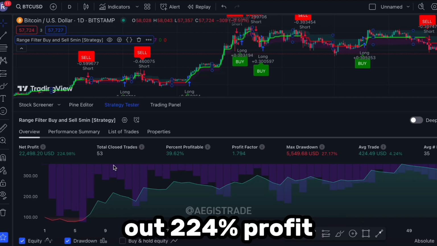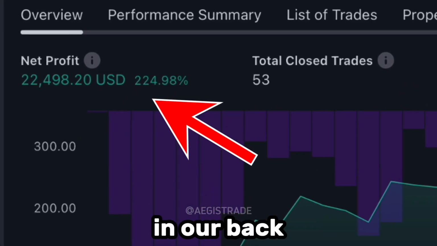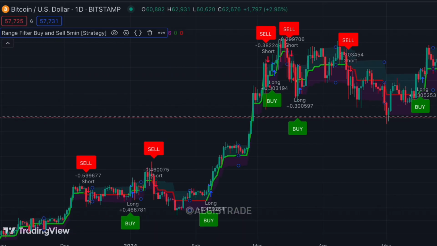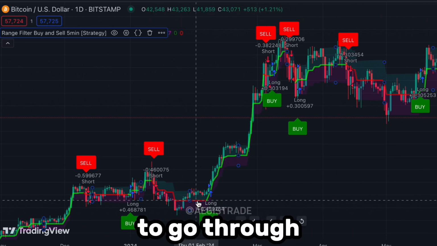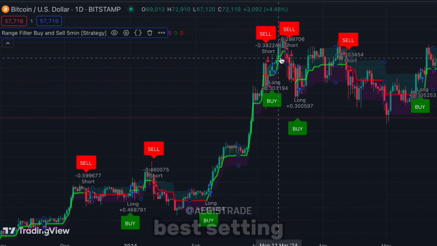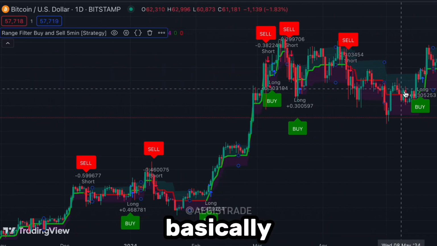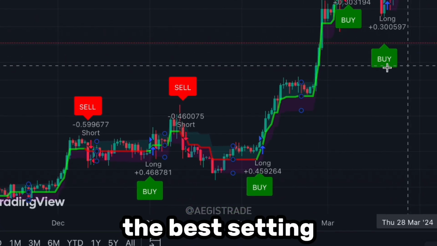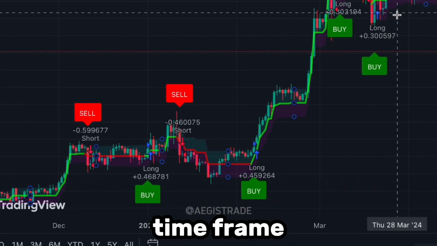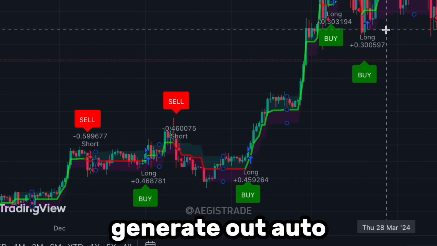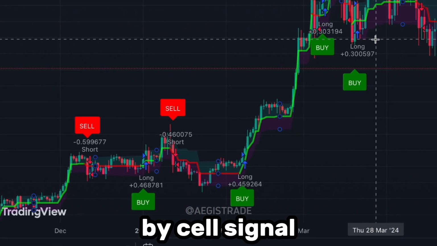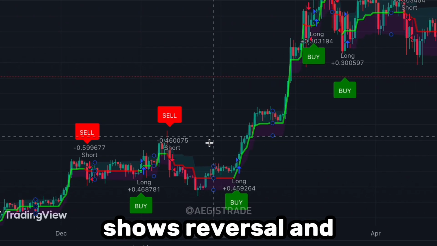This indicator generated 224% profit in our backtest strategy. In this video, we are going to go through this indicator and optimize the best setting for this indicator. Basically, we will try the best setting based on our strategy time frame. This indicator can generate automatic buy and sell signals when the chart shows a reversal in momentum.